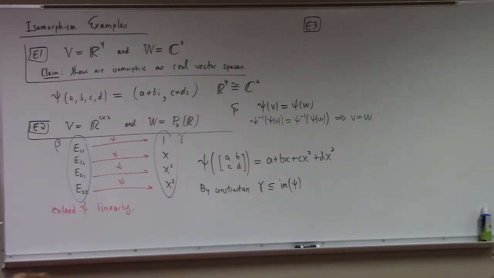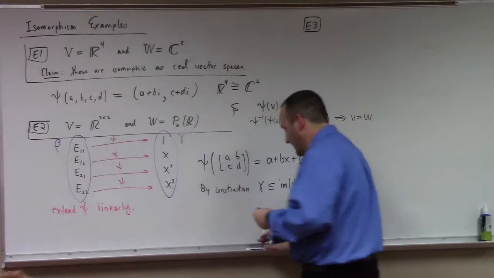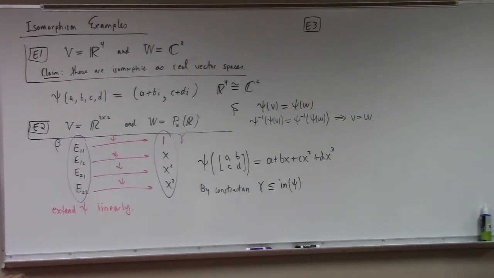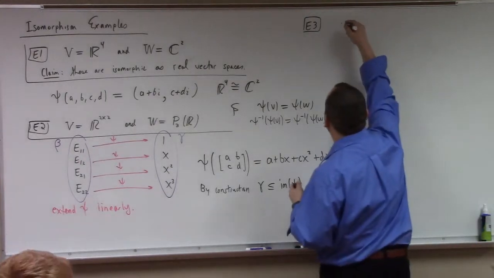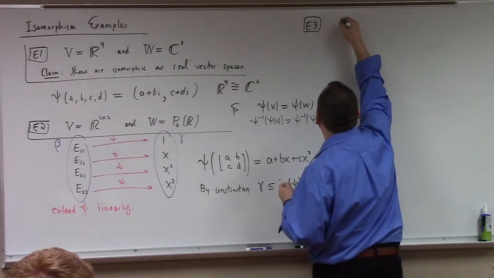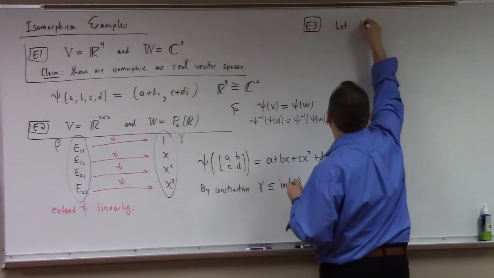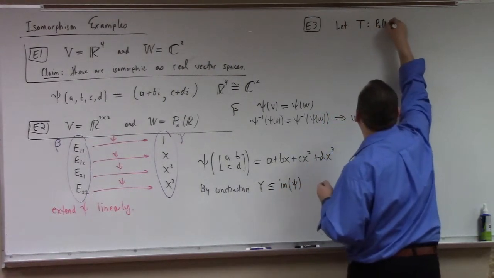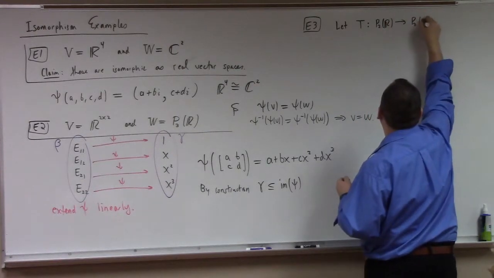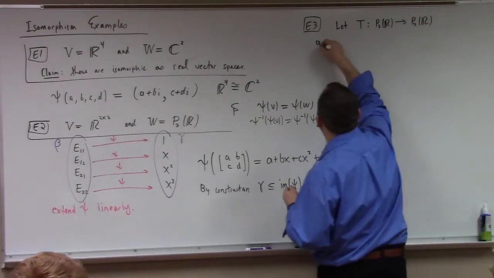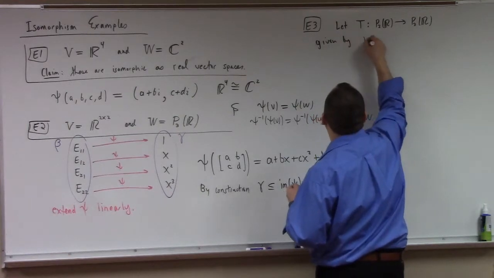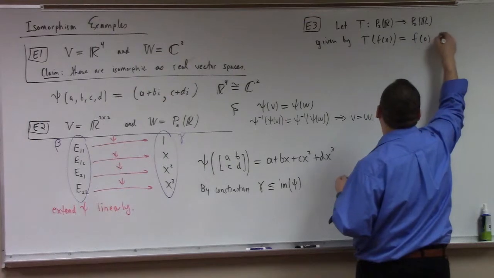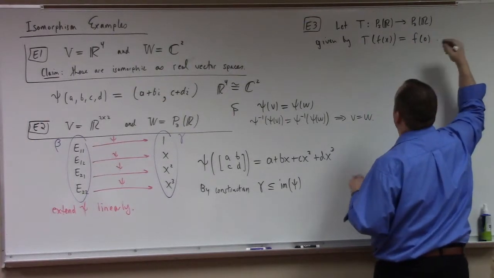Okay? Now, I think my examples so far are misleading in the sense that it's not always so easy. It could be something a little bit yuckier. For example, let T be the mapping from P2R to P2R given by T of f of x equal to, say, I don't know, f of 0. Sure, that'll do it.